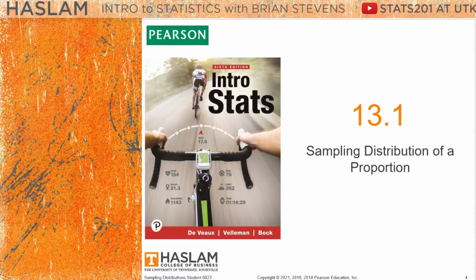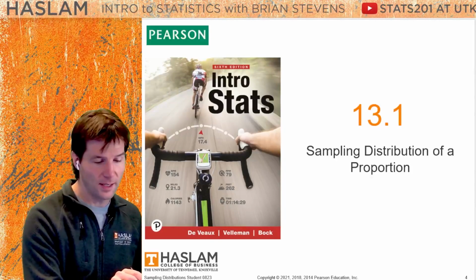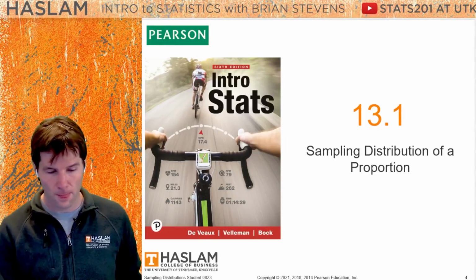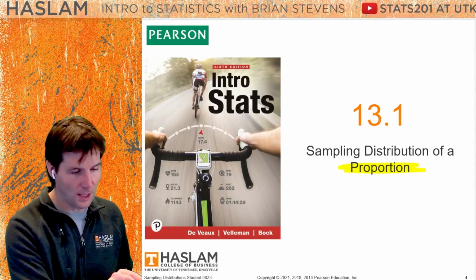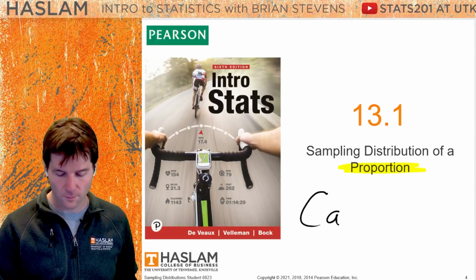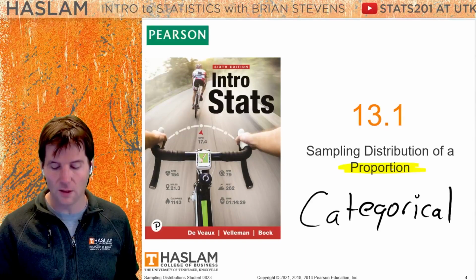So to do this, we need to talk about the possible sampling distributions. The sampling distribution of the proportion would deal with categorical data. And I can't state this enough. When dealing with proportions, we are dealing with categorical data. This is a huge note you need to know.